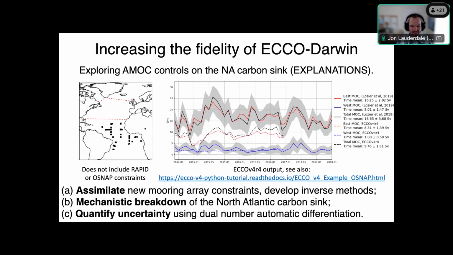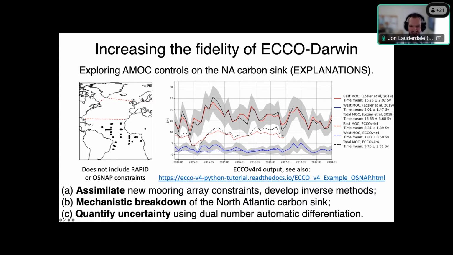The other thing I just wanted to mention is that we're also looking at integrating a bunch of new observations. There's this new project that I've started working on called Explanations, which is a UK-US collaboration, where we're going to integrate observations from the RAPID and OSNAP arrays into the physical model itself, and then look at how that affects the carbon cycle, the carbon sink in the North Atlantic.